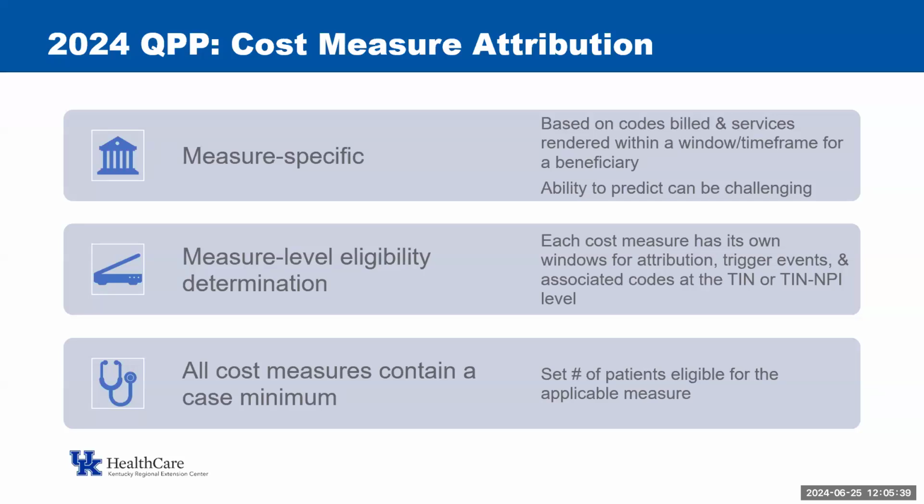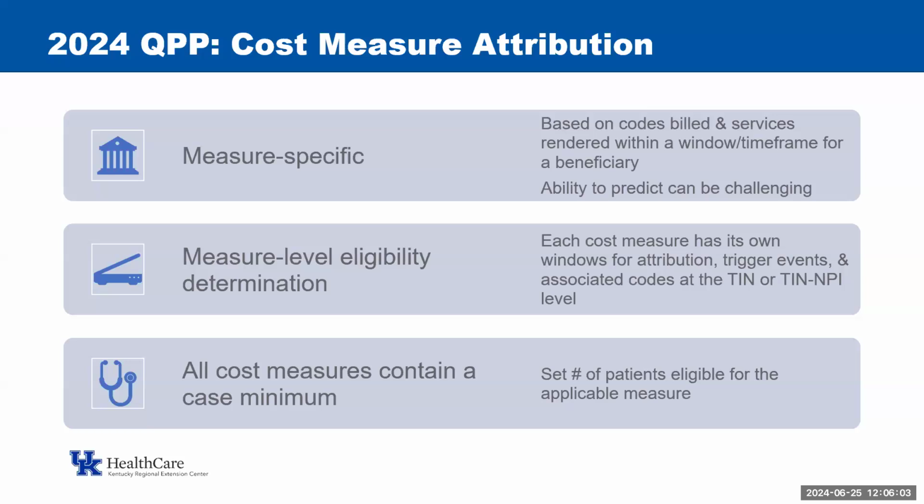So with attribution, generally attribution is based on the codes that you are billing and the services rendered within a window or time frame for a Medicare beneficiary. Predicting this can be a challenge, as providers and services can change from year to year, and your feedback reports can be helpful here, and reviewing what measures you have pulled in the past can give you a good assumption of what you can plan to be scored on in the future.